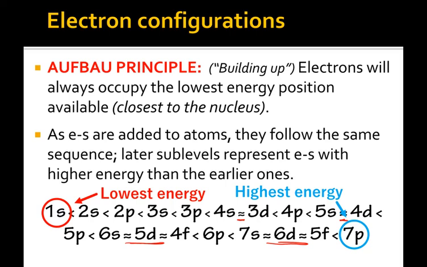Because in order to get to 7p, you have to have well over 100 electrons in the atom. And there aren't very many atoms that we're going to deal with that have anywhere near that many. Typically, we'll have somewhere far less than that. And we won't get as far as 7p.